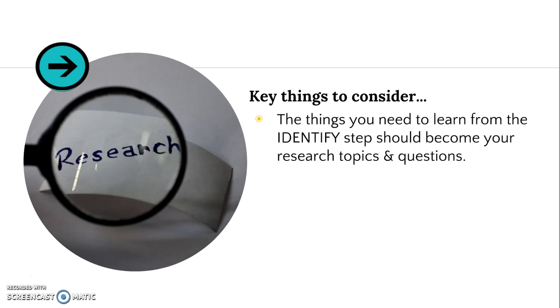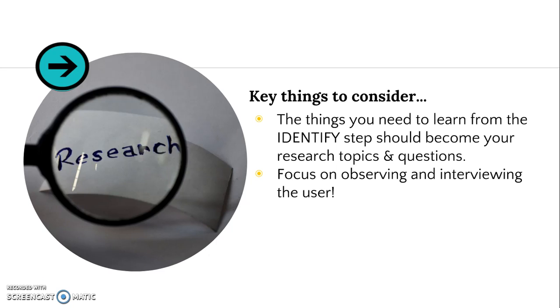First, the things that you needed to learn from that identify step, that should become your research topic and questions. And just because you've moved into this step and you have your list of things you need to learn, doesn't mean you need to never add to it or change it. New things may pop up that need to go on that list, and that's fine. This should be fluid and should respond to what you're figuring out that you need. But that should be where you start. So the list of things you needed to learn should be the stuff that you start to research.